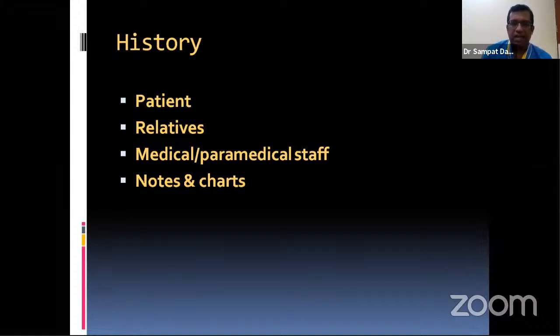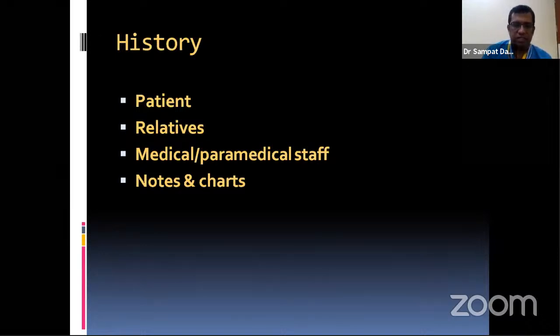Now, for histories, sometimes the patient's relative can give you a history about what has happened. We get a history from the medical or paramedical staff who are accompanying, or from the notes and charts. What I suggest is that whenever a patient is being transferred from one center to another, I would request the doctors or the pharmacist, technician there to please write down a short history of why the patient needs to be transferred and what the immediate problem is, so that it is easy, because we don't have the patient or the relatives to speak. We only know that this patient is coming, and this is the scenario.